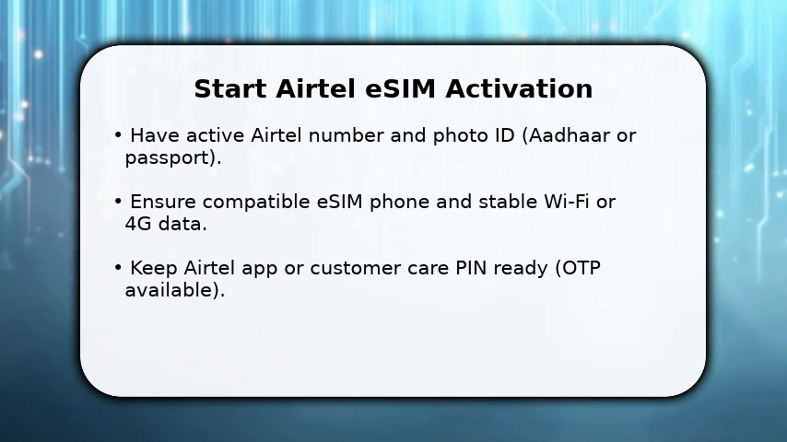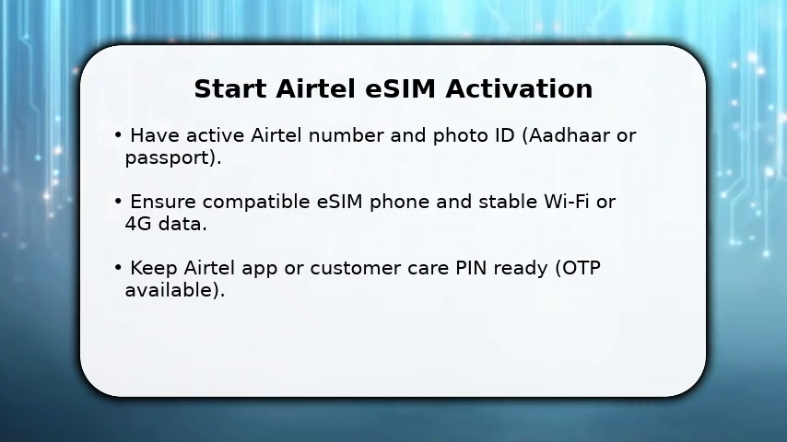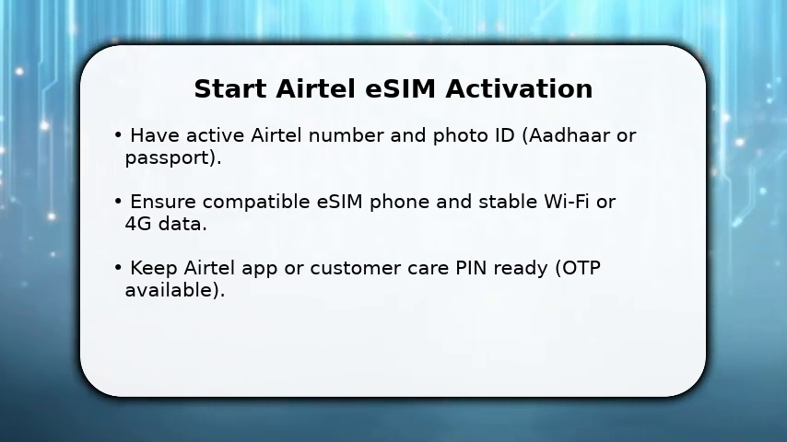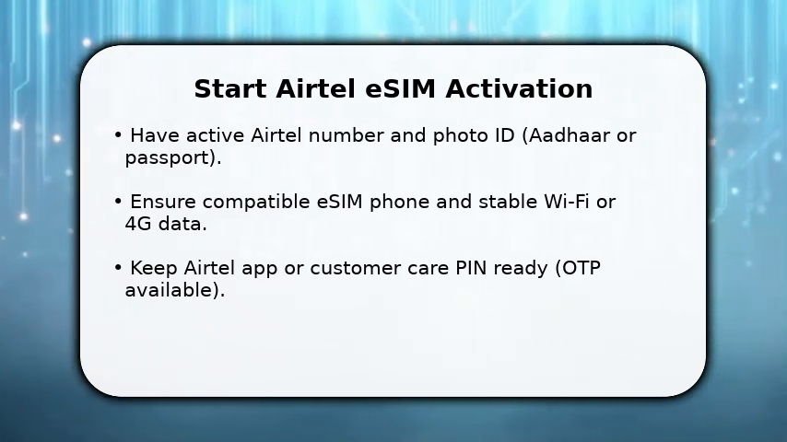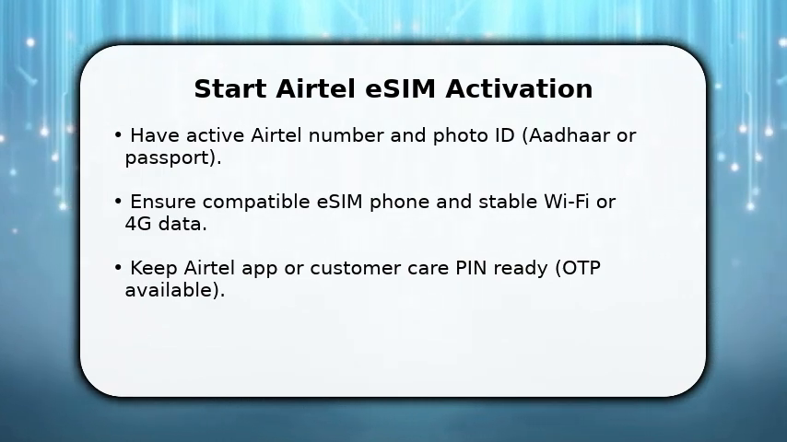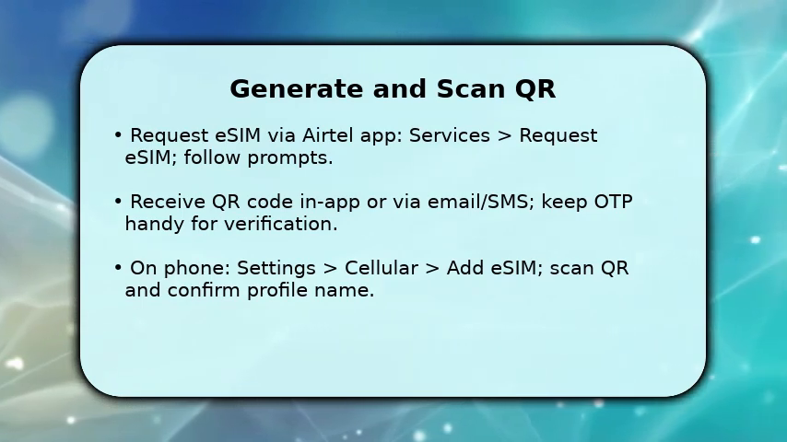Make sure Wi-Fi or mobile data is stable. This prevents interruption during QR download. You're starting the activation now, so follow prompts immediately to avoid session timeouts, and keep your original SIM inserted until final swap. You requested the eSIM, and now you'll generate and fetch the QR code.